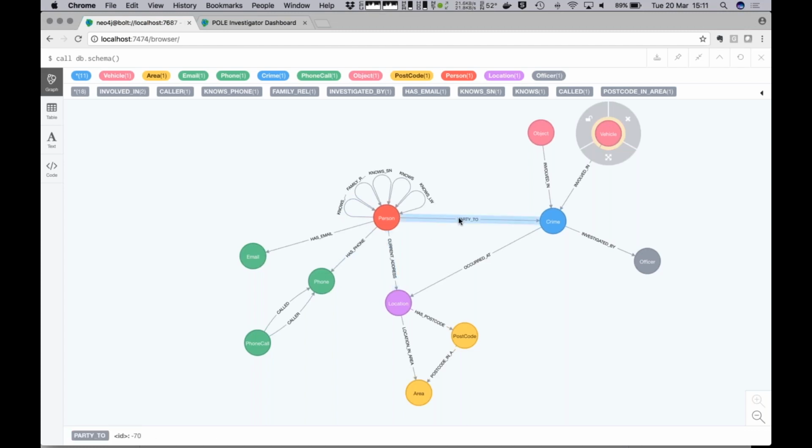And then between people and crimes, we have a generic party to relationship. We're using that as a proxy for someone who is involved in a particular crime. But we'll talk a little bit later about some of the other relationship types that you might relate between a person and a crime.